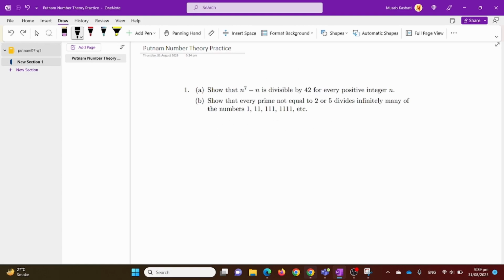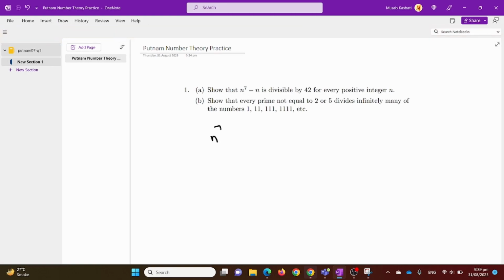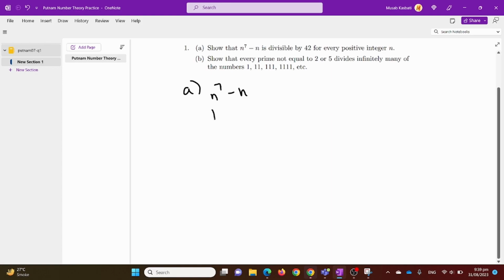Now it's a bit weird how you would approach this, but the first thing to note is that n to the 7 minus n is what we're starting with. Let me label this as A. What we can do is take n common, so we're left with n times (n to the 6 minus 1). Now you might wonder, what's the point of doing that?